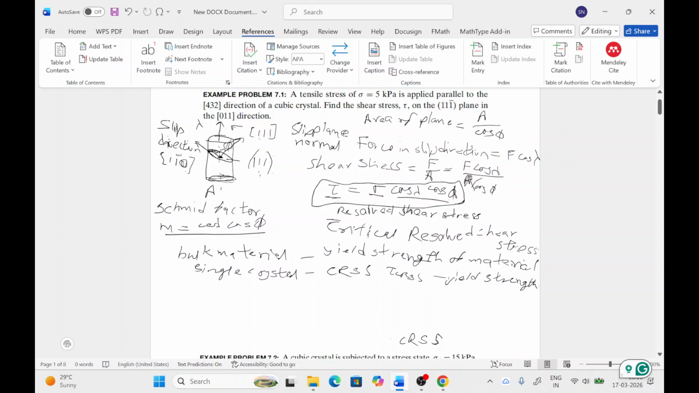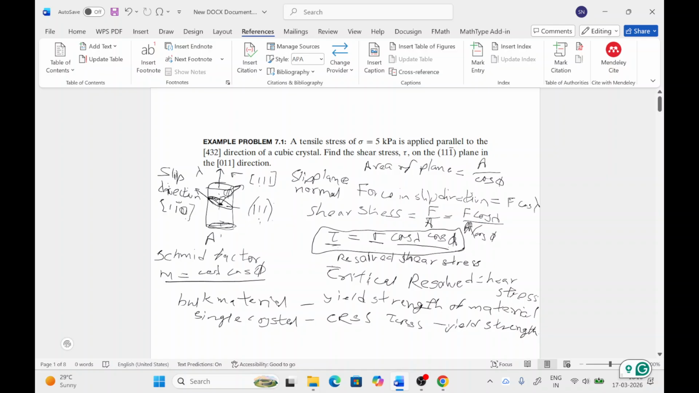So, cos phi and cos lambda we can calculate from the cross product of the tensile stress axis and the slip direction and slip plane. So we will solve the first problem. The first problem says a tensile stress of sigma 5 kPa is applied parallel to the 432 direction. So the tensile axis direction is 432 of a cubic crystal. Find the shear stress tau on the 11 bar 1 plane and the 0 1 1 direction.